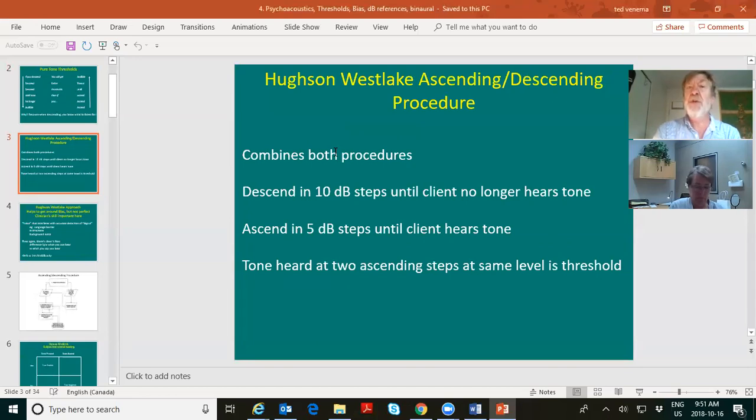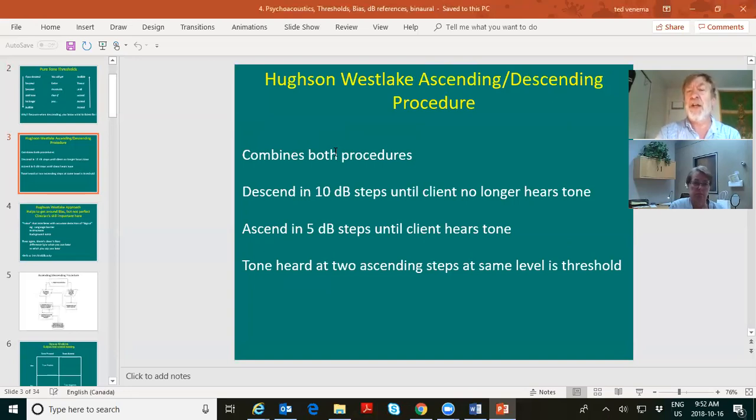So again, the Hughson-Westlake ascending-descending procedure. It combines both going down and going up. And read the rules. Descend in 10 dB steps until the person no longer hears it. Then go up in 5 dB steps until he does hear it.